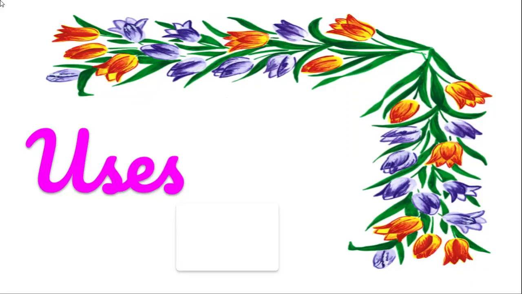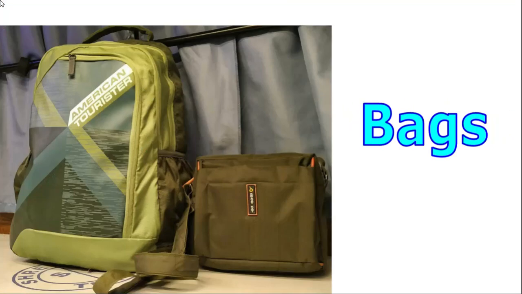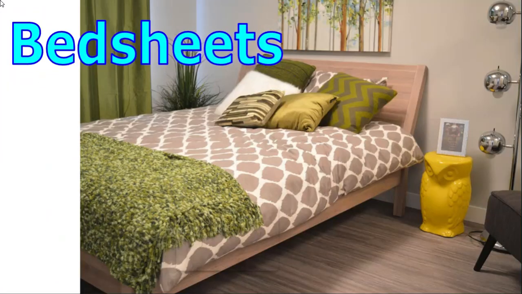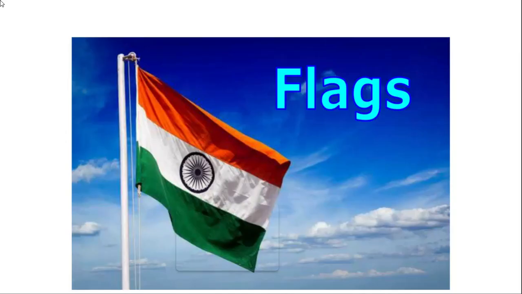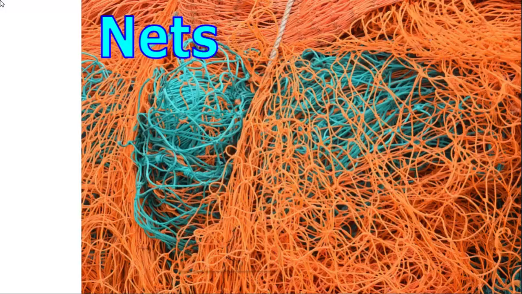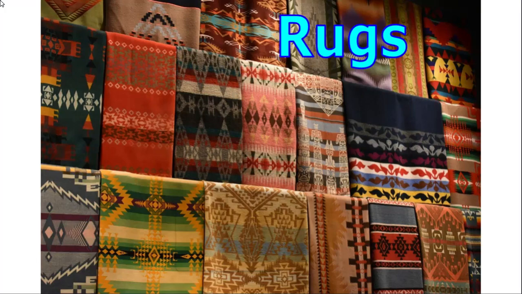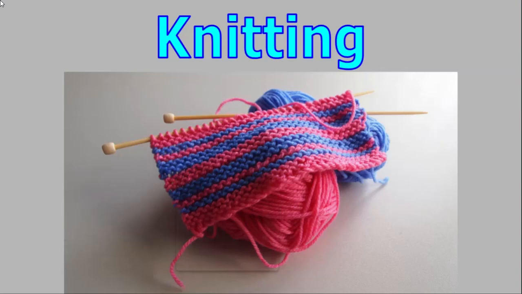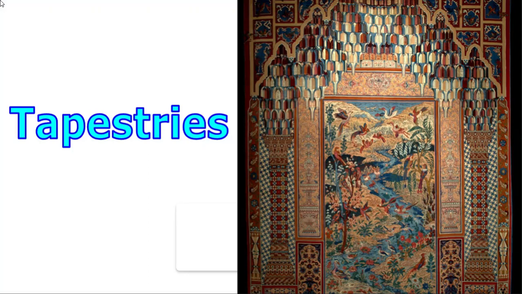Then what are the uses of these textiles, friends? Textiles are used for clothing, bags, furnishing, carpeting, towels, bed sheets, table covers, making flags, making tents, manufacturing nets, handkerchiefs, rugs, parachutes, costumes, sewing, knitting, embroidery, quilting, tapestries, etc. Textiles can be used for many multiple purposes.